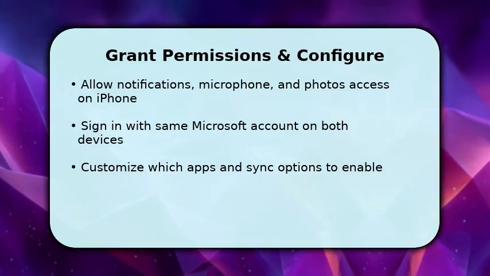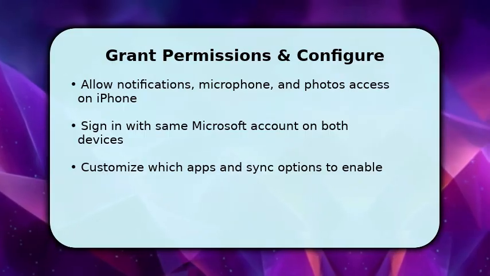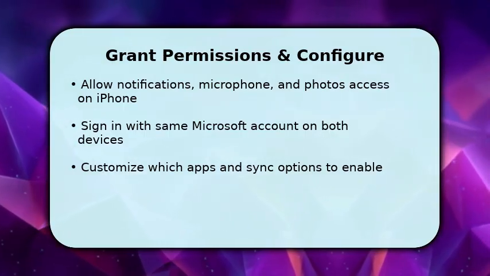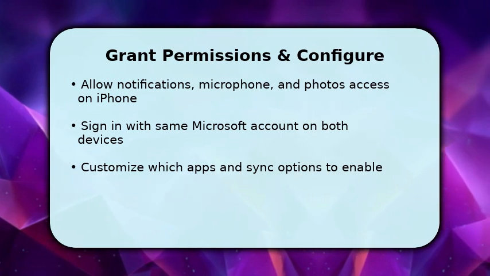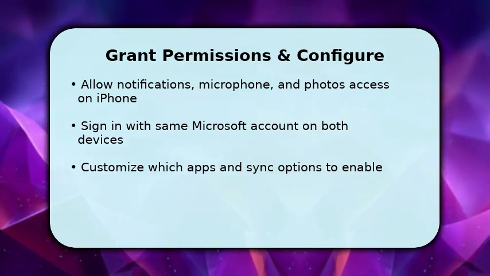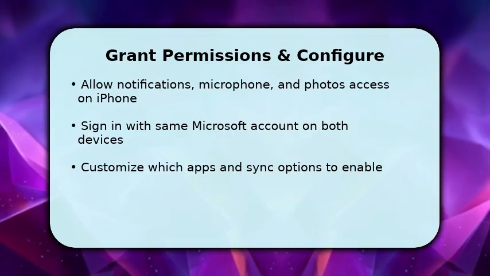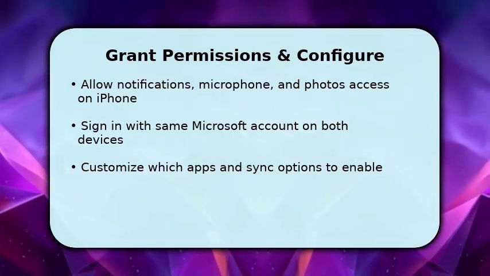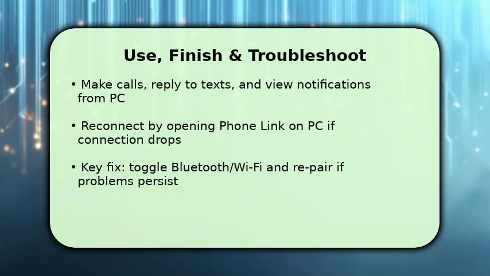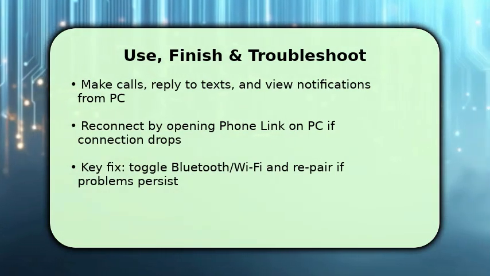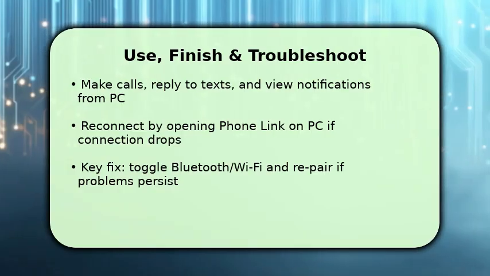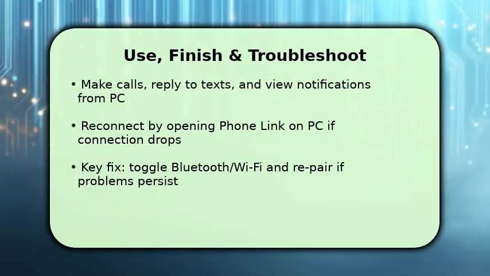Then, in Phone Link settings on Windows, choose which apps and notifications to forward and enable call routing if available. Make sure to adjust background app refresh and notification styles on iPhone so forwarded content appears reliably on your phone. Now you can place calls, reply to SMS or iMessage content, and manage notifications from your Windows 10 PC.